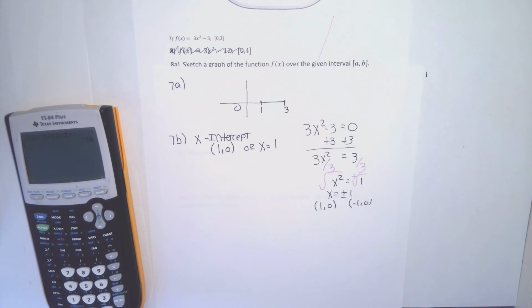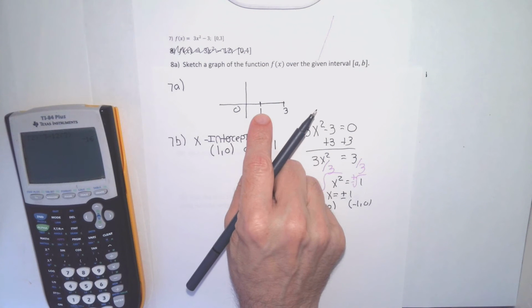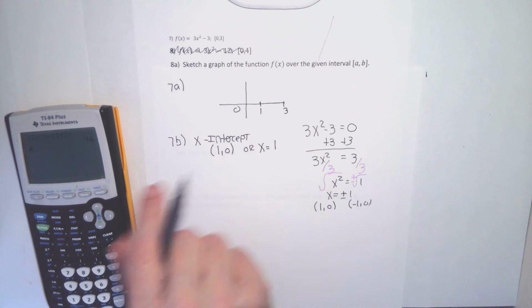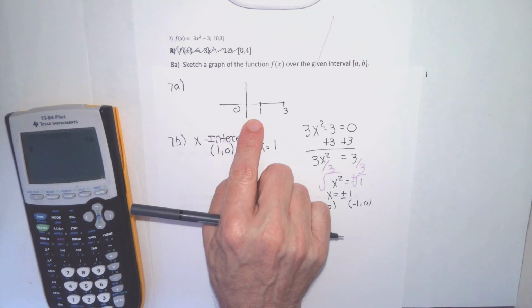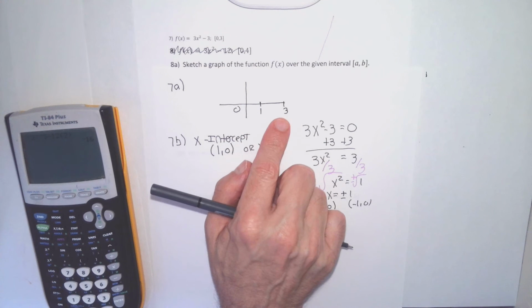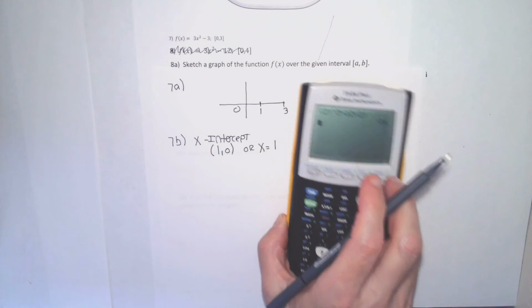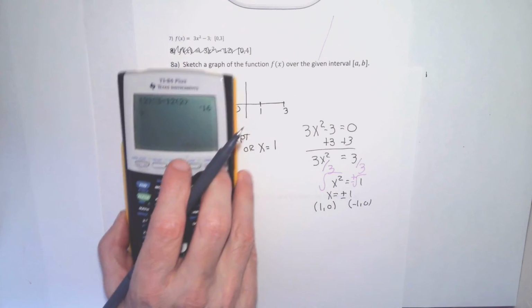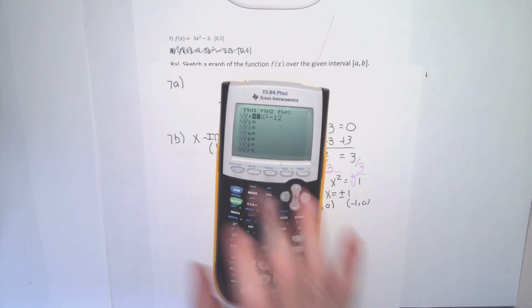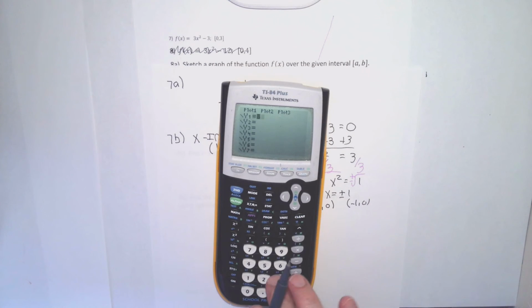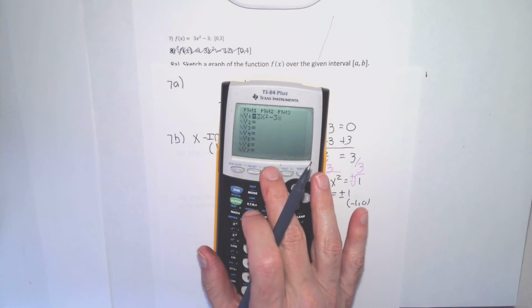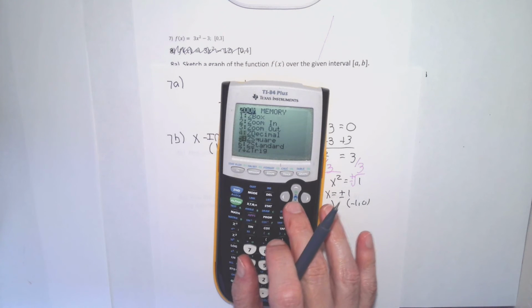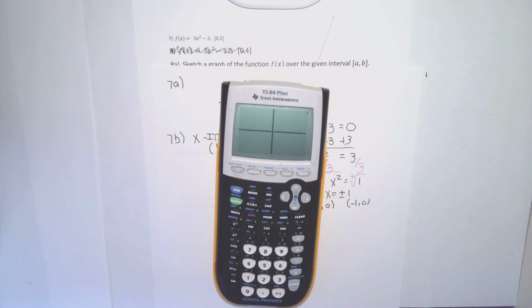Part A wants me to sketch a graph, but it's real important to know where the graph crosses the x-axis, because that's going to separate where I integrate. I'm going to do one integral from 0 to 1 and another integral from 1 to 3. And let me figure out what the graph looks like by going to my y equals, putting the function 3x squared minus 3 in. And I don't know what my window is right now, so I'm going to go zoom in standard. That's usually a good enough window. And I'm going to, best I can, copy what I see.